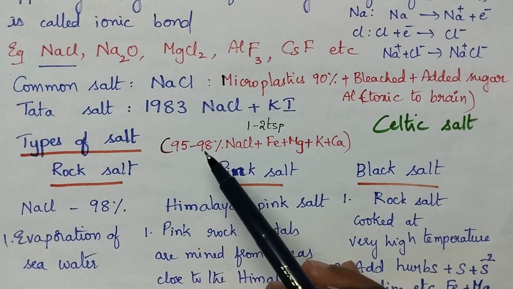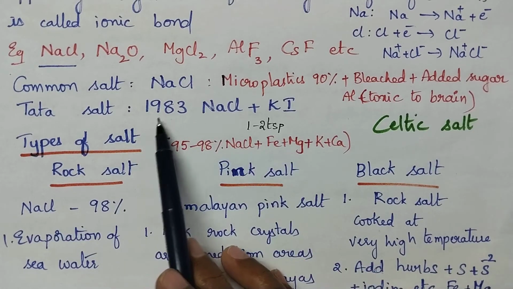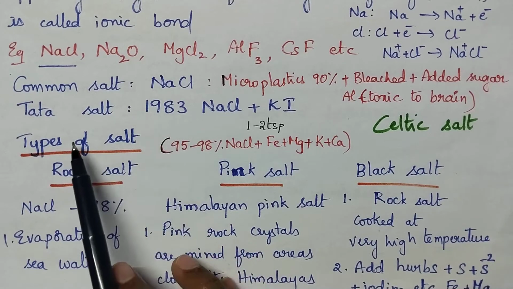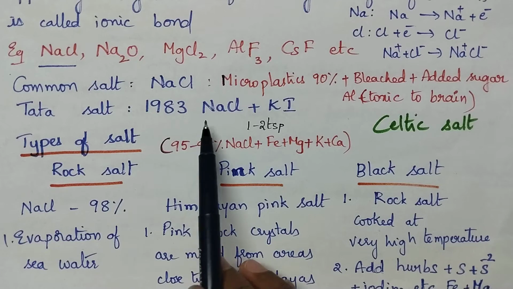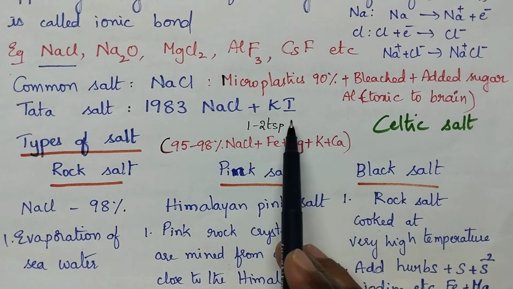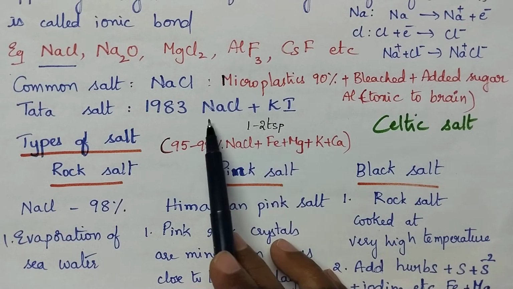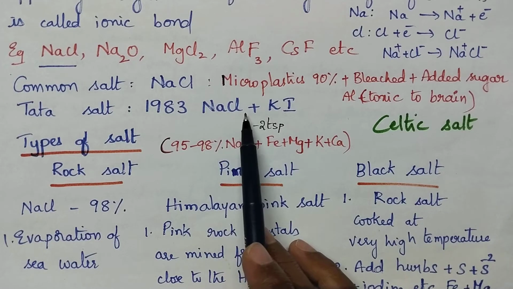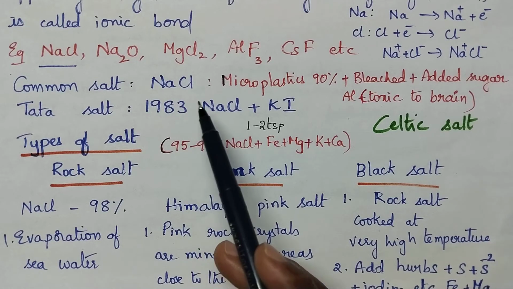Indian government introduced iodized salt in the year 1983 through Tata Company in the form of Tata salt. During the preparation of iodized salt, a little amount of potassium iodide will be added to the sodium chloride. So common salt composition is sodium chloride.